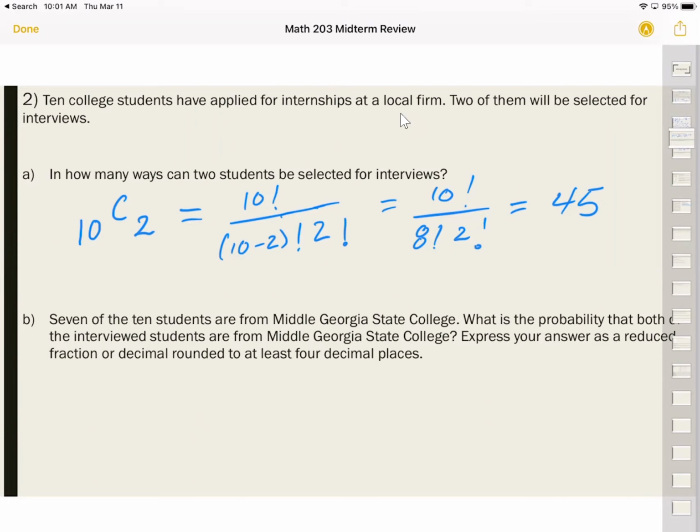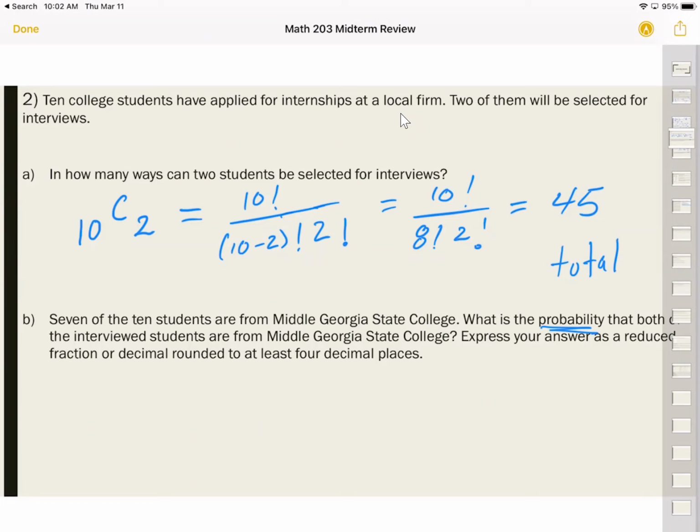So this is the total possible ways to choose 2 people from the group of 10 people. Everybody still with me in A? In B, they say 7 of the 10 students are from Middle Georgia State College. What is the probability that both of the students selected for interview are from Middle Georgia State College? Express your answer as a reduced fraction or a decimal rounded to at least 4 decimal places.